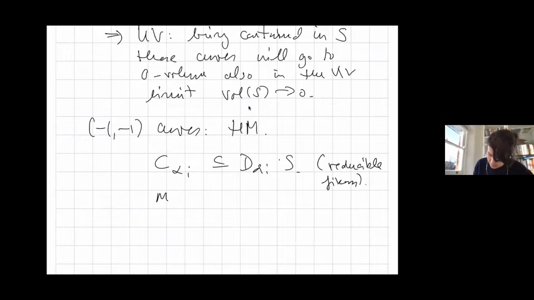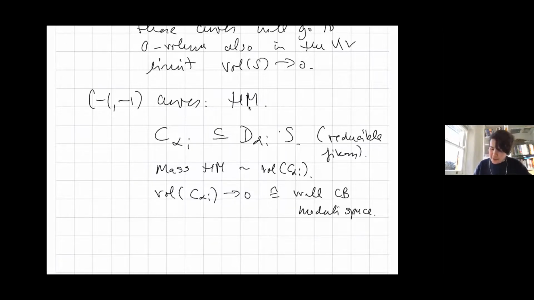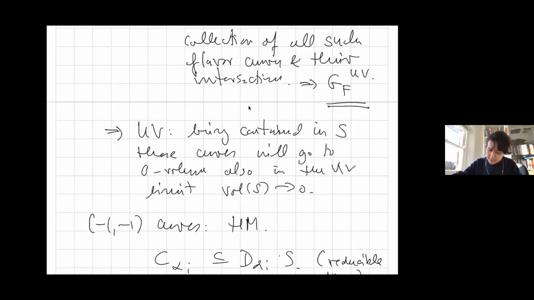And the mass of the hypermultiplet is proportional to the volume of these C alpha I's. And so if we take the volume of one of these C alpha I's to 0, these hypermultiplet curves, that corresponds to going to a wall in the Coulomb branch moduli space. Right, so we can take, in this picture that we had here, the volume of this -1 curve. So this is a hypermultiplet curve, and the other ones, the -2 ones, are the flavor curves. For this hypermultiplet, I can now take the volume to 0, so a -1 curve has a Kähler deformation to shrink it to 0 size, and then I can do a flop transition. I can blow it out so that it's not contained in S. So in fact, this is precisely now the decoupling process.